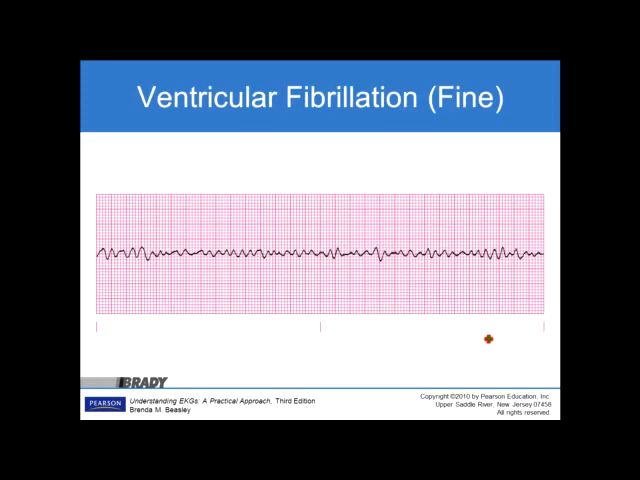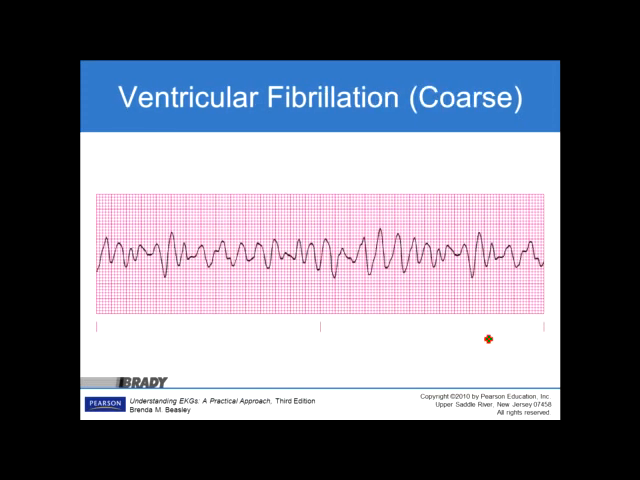This is going to be fine VFib. The reason that it's fine VFib is it's less than 3 millimeters in height. And this is going to be coarse ventricular fibrillation. The reason that this is coarse is this is greater than 3 millimeters in height.